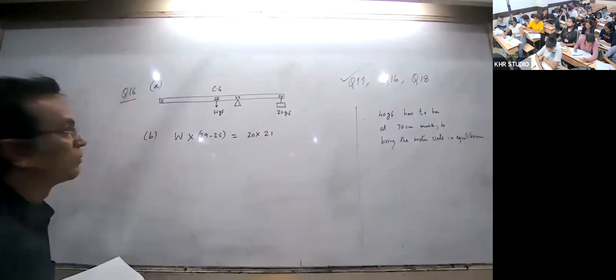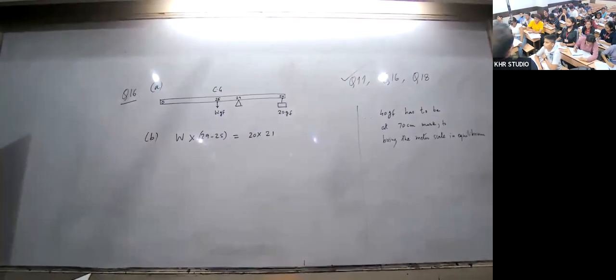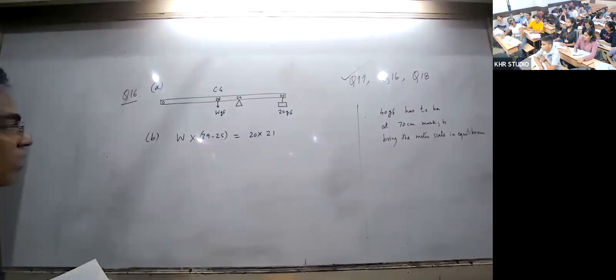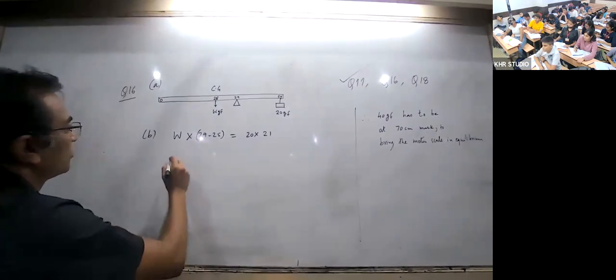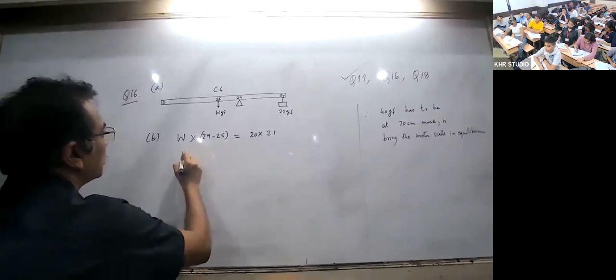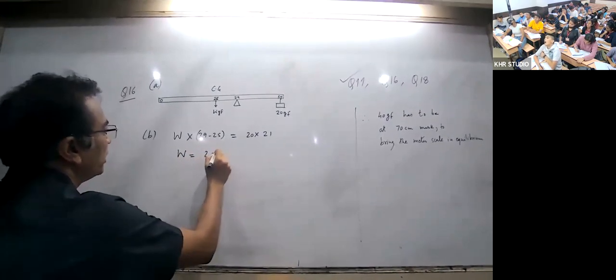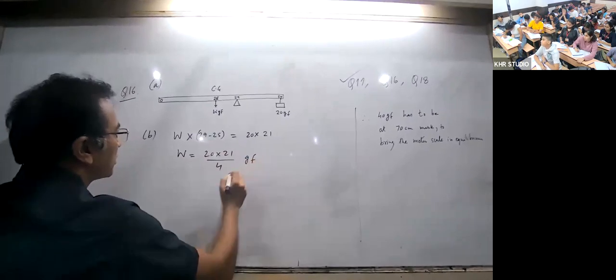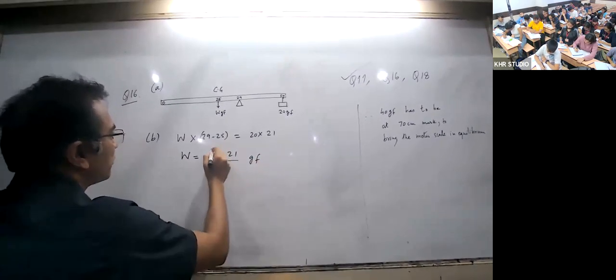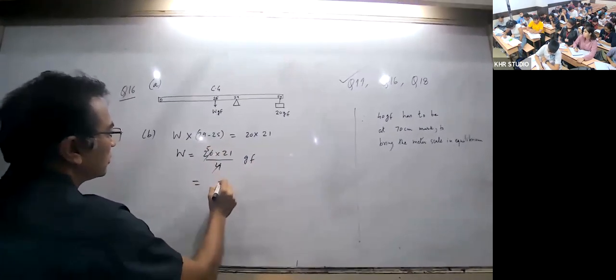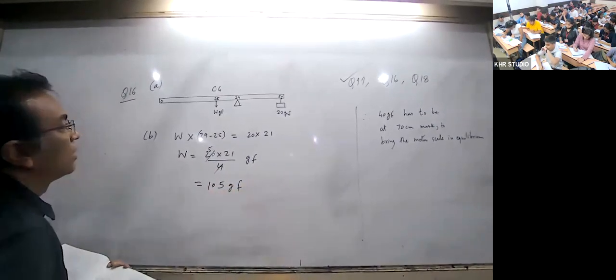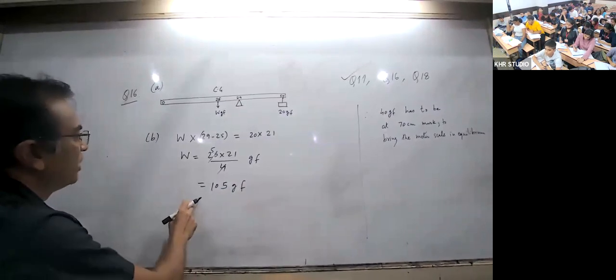minus. If it were 30 it would be 20, but it is 1 less than 30, so 21. So therefore W is equal to 20 into 21 divided by 4 gram force. That is 105 grams. So this is the weight of the scale.